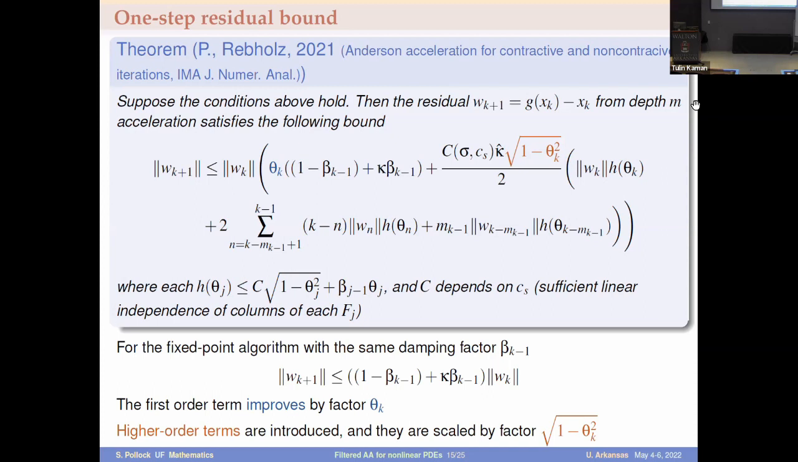So this is essentially the slide I had before. We have this bound on the most recent residual in terms of the previous residual. This first order term gets decreased by this gain factor theta k. And then the higher order terms, they add up here. They're multiplied by the C and this 1 minus theta k squared.